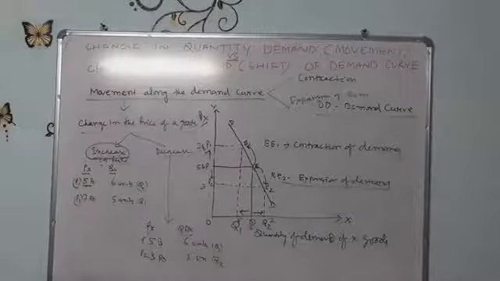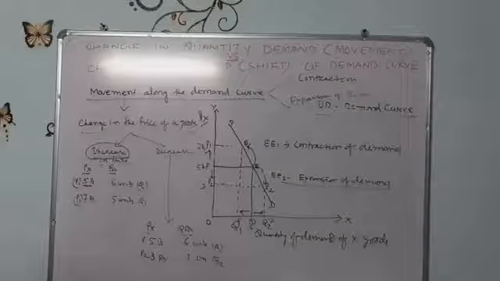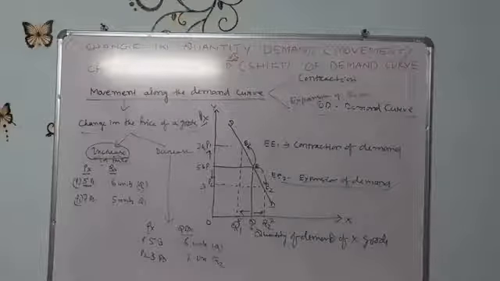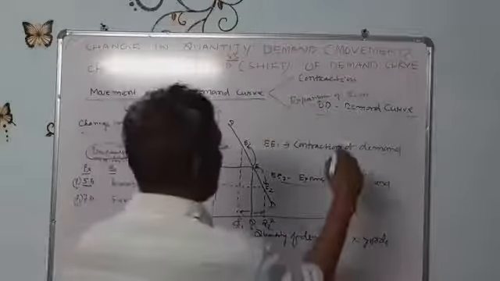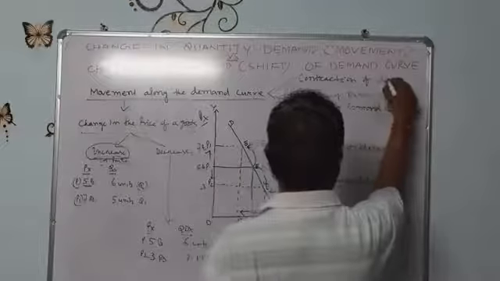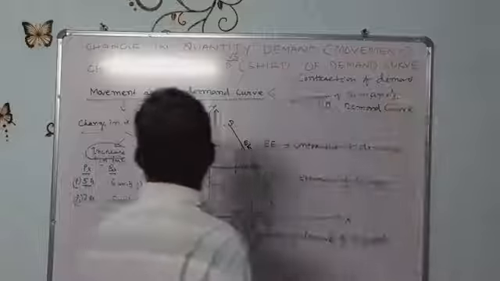So why does it happen? Due to the change of its own price. Movement along the demand curve occurs due to the change in its own price, and this movement along the demand curve is divided into two parts. One is the contraction of demand, another is the expansion of demand.